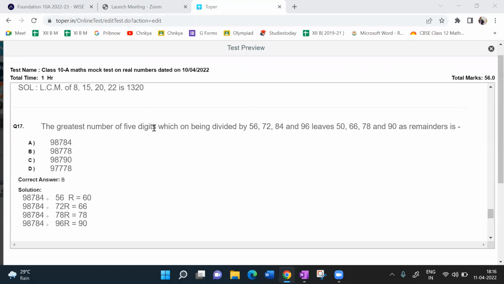Very good. First I found the LCM of 56, 72, 84, and 96. Then I divided it into the largest 5-digit number. Then I subtracted it from 6. 56 minus 50 is 6, 72 minus 66 is 6, 84 minus 78 is 6, 96 minus 90 is 6. So I subtracted the remainder from 6. Very, very simple, guys.